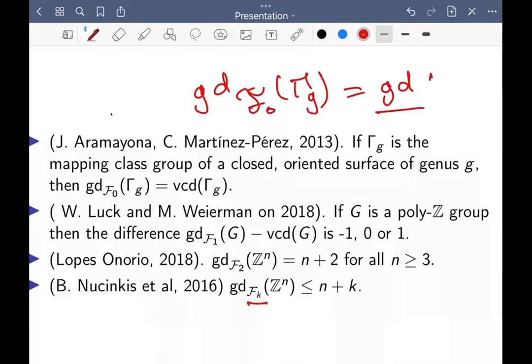Do you remember who are the co-authors of Nucinkis in this last one? You write et al. Who are these authors? The other author is Victor Moreno, and I don't remember the other author. Okay, I'll find it. Thank you for your question.